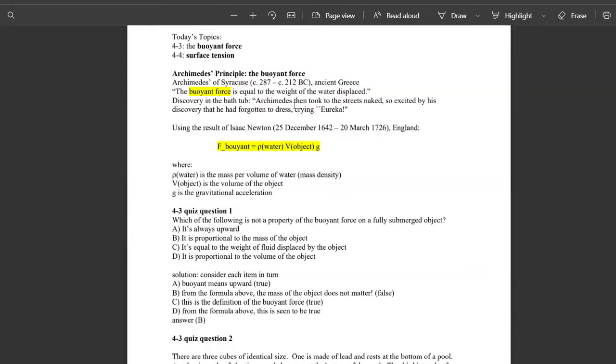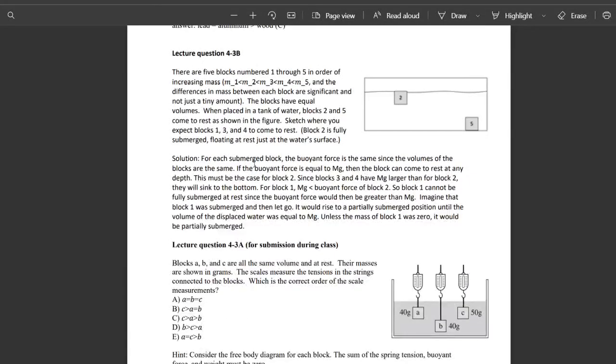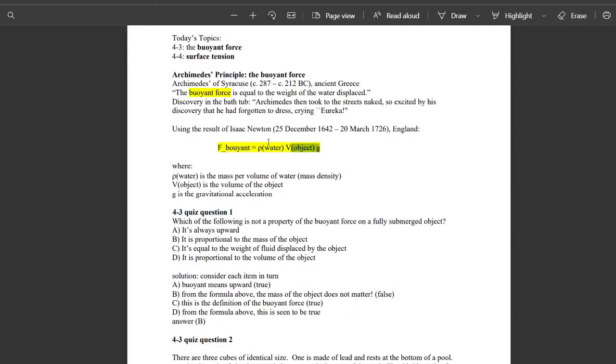Hello everyone, today we are going over buoyant forces. So I want to go over the quiz questions and I also want to go over the lecture examples. So let's start with just understanding the equation for buoyant forces.